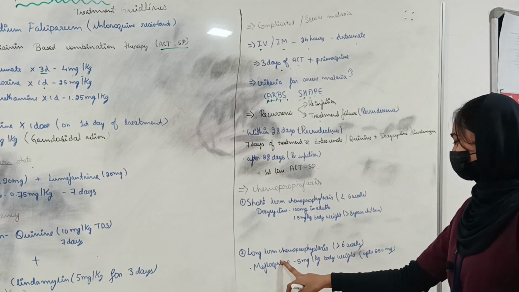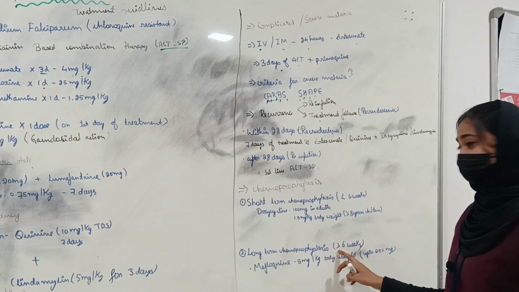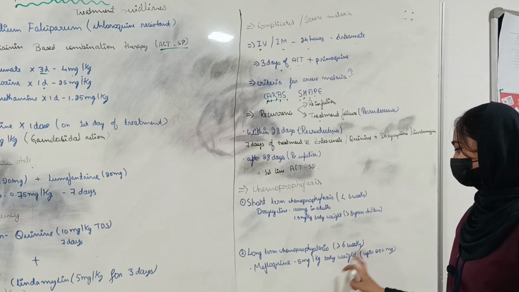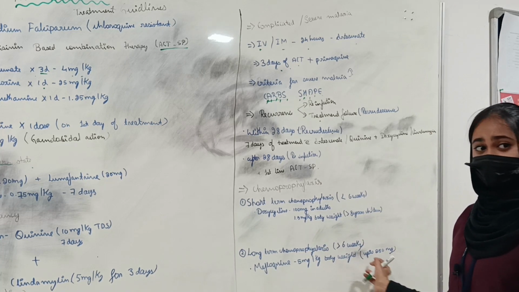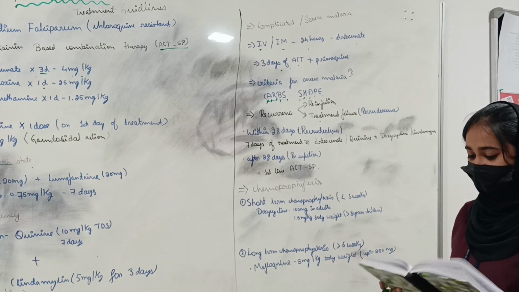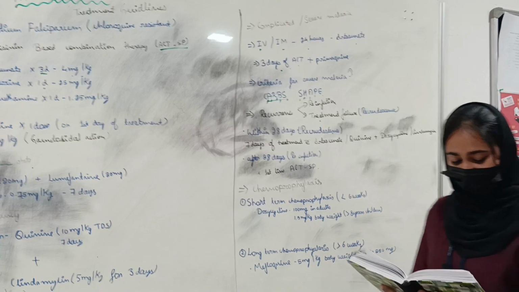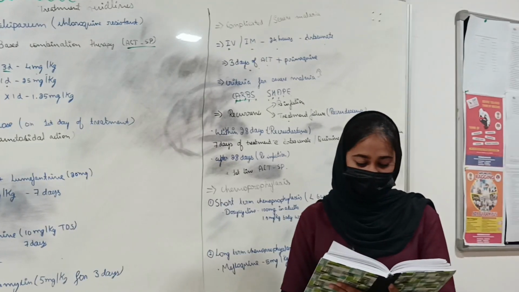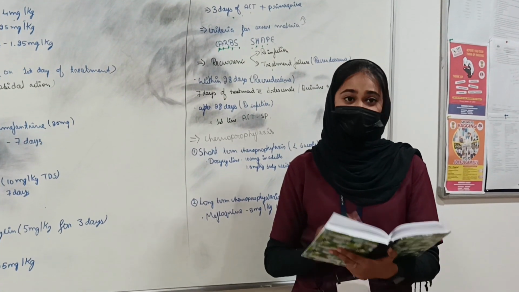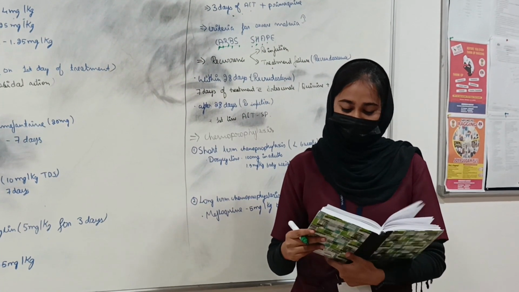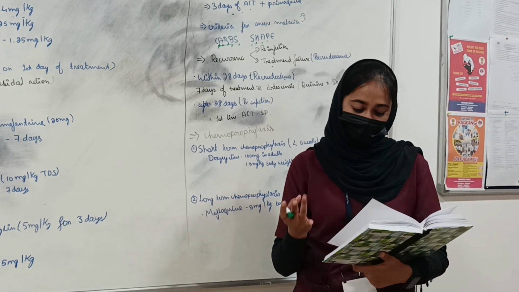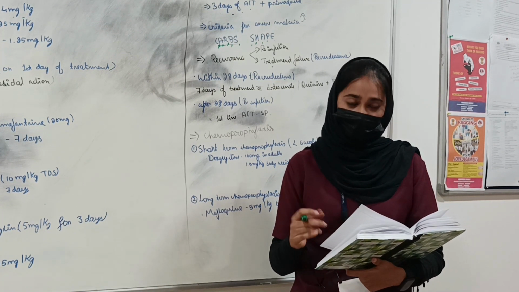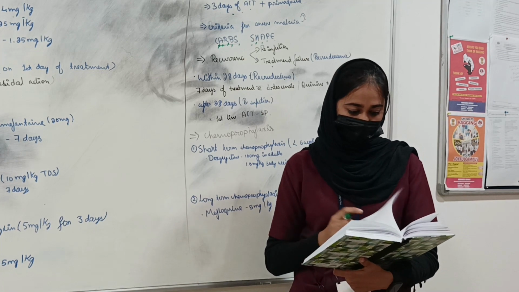For long-term chemoprophylaxis, that is greater than 6 weeks, it's mefloquine 5 mg per kg body weight, up to 250 mg you can use. This doxycycline is contraindicated in pregnancy, lactating women, and children less than 8 years. Mefloquine is contraindicated in cases with a history of convulsion, neuropsychiatric problems, and cardiac conditions.